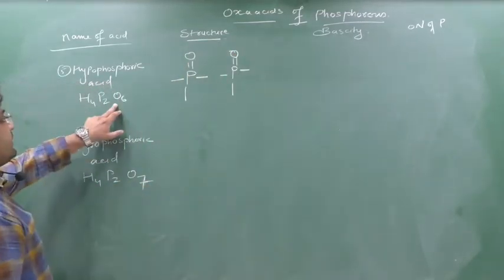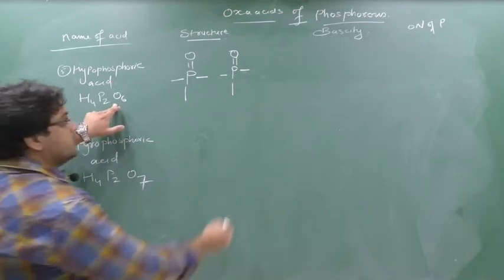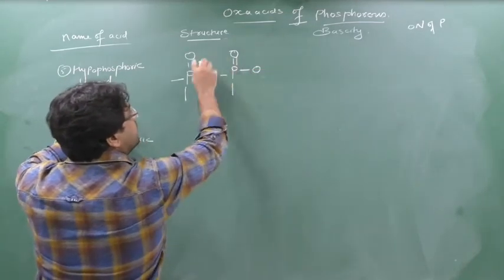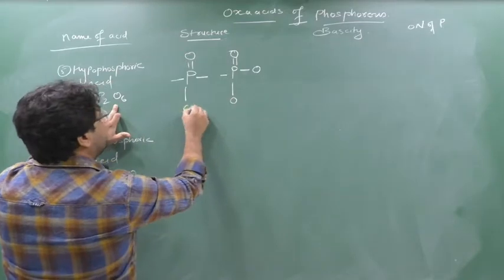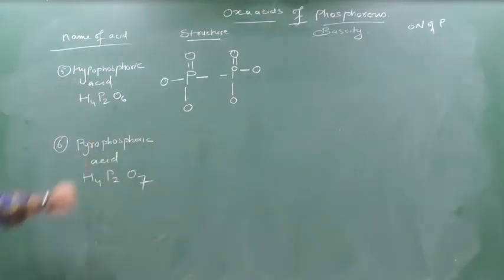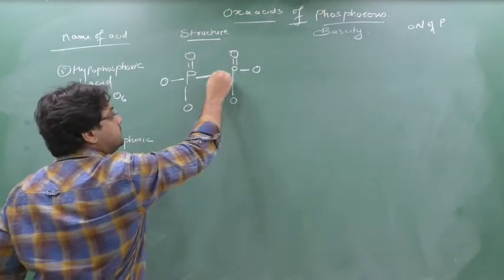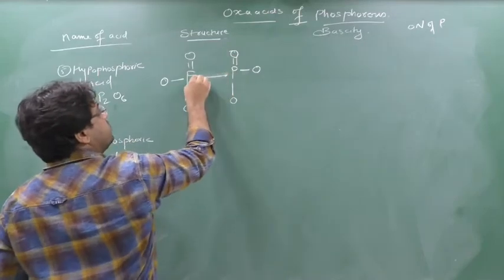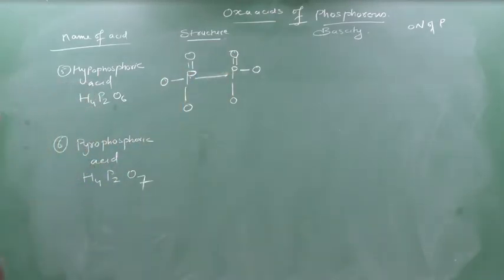So 2 oxygen are used up. Remaining is still 4. So 2 here, and 1, 2, 3, 4, 5 and 6 here. Yes or no? So these 2 will make a bond. Clear? PP bond will be there.